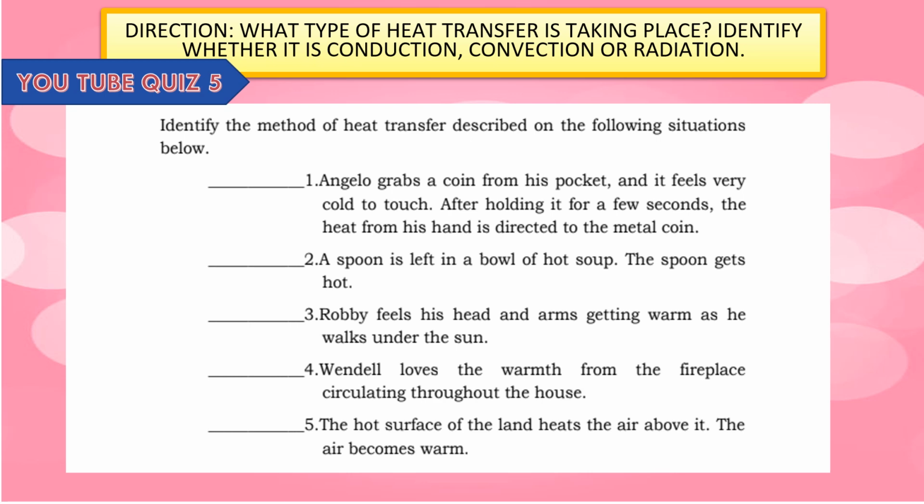Number 2, a spoon is left in a bowl of hot soup. The spoon gets hot. Okay? So, what is the type of heat transfer for that? Number 3, Robbie feels his head and arms getting warm as he walks under the sun. So, nung naglalakad daw siya, naramdaman niya yung init ng araw. Okay? For number 4, Wendell loves the warmth from the fireplace circulating throughout the house. Okay? Siguro, ang setup nito yung nagsusnow, may mga fireplace dun sa loob ng bahay. Okay, so nag-circulate yung init throughout the house. So what is that? The hot surface of the land hits the air above it and it becomes warm. So what type of heat transfer?